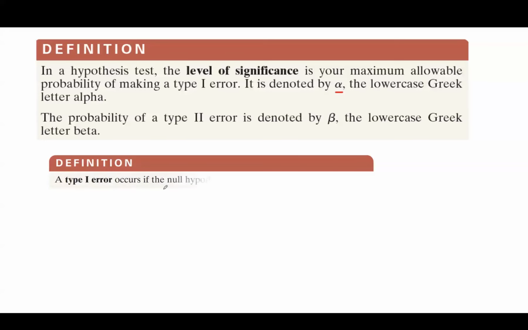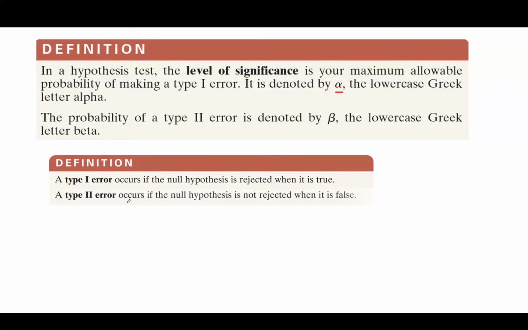A type 1 error happens if the null hypothesis is rejected when it is true. A type 2 error happens if the null hypothesis is not rejected when it's false. Take a look at this table that is summarized everything nicely here for you. The truthness of null hypothesis and the decision.